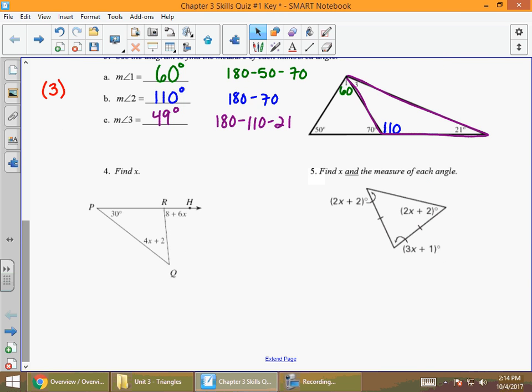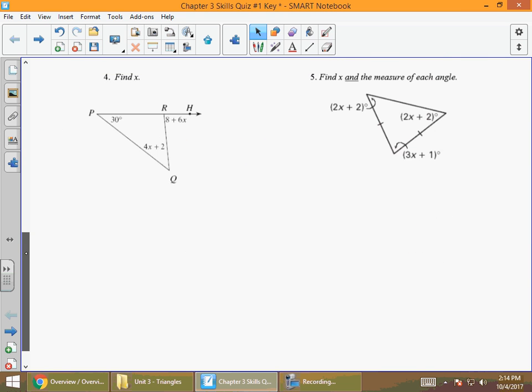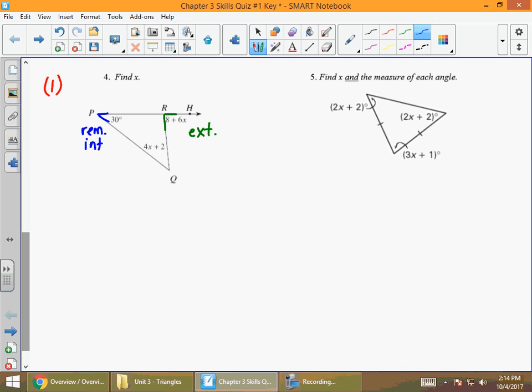Question number 4 is worth 1 point. And it just says find x. Well, this angle out here is what we call an exterior angle. And my 2 other angles I'll do in blue. This is a remote interior. And angle Q is a remote interior.